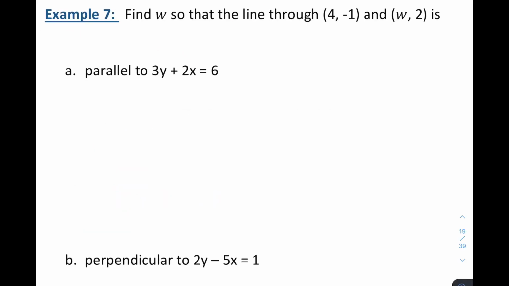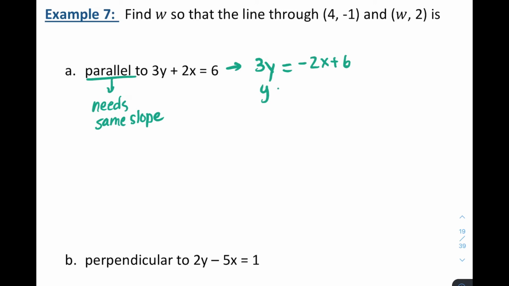I'm trying to find w, which is the x-coordinate of a point. And what I need is to find a w value so that my line passing through those two points is parallel to 3y + 2x = 6. So it needs to have the same slope as 3y + 2x = 6. So let's figure out that slope. That slope is -2/3. And now I've got two points, and the slope that my line passing through them needs to have.